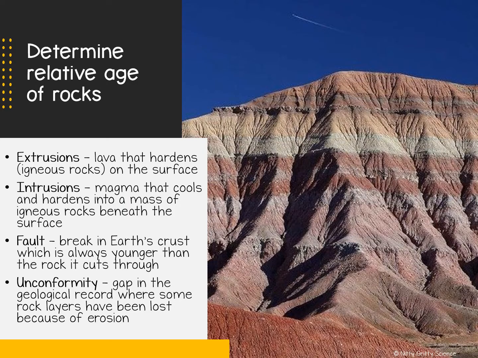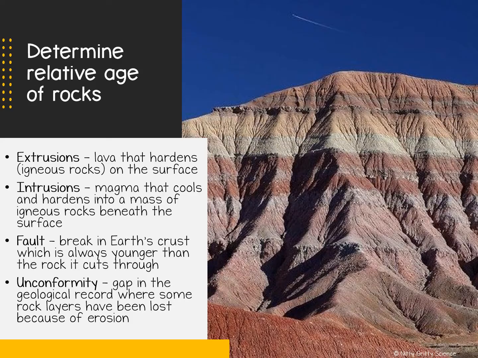But there are other clues beside the position of rock layers to help determine the relative age of rocks. These include extrusions and intrusions, faults, and gaps in the geological record. Recall that igneous rock forms when magma hardens. Lava that hardens on the surface is called an extrusion and is always younger than the rocks below it. If magma cools below the surface and pushes into an area, this is called an intrusion. And an intrusion is always younger than the rock layers around it and beneath it.